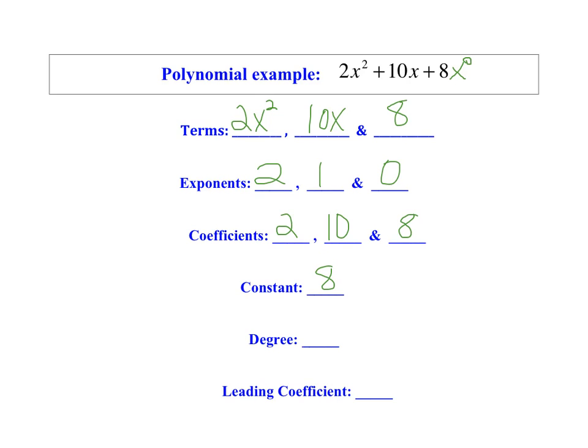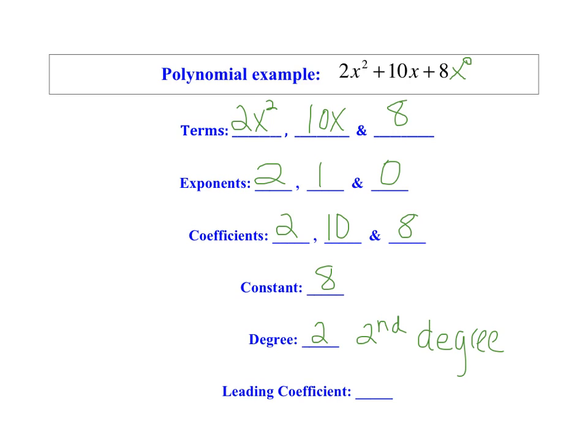Now, what is the degree of this polynomial? As we stated on the page before, we look at the largest exponent of the polynomial, and so we would say that this has a degree of 2. We would also refer to it as a second degree polynomial.